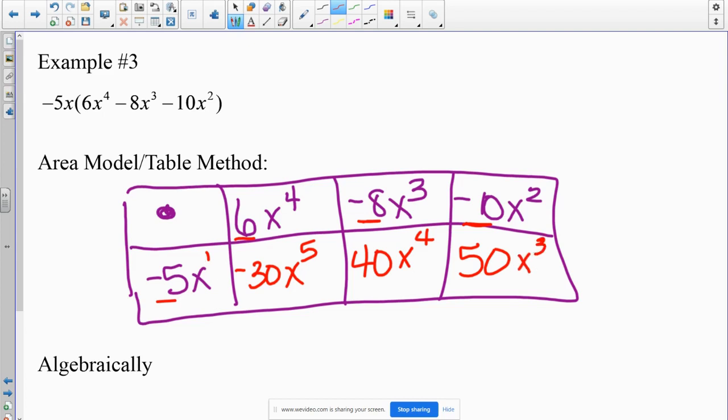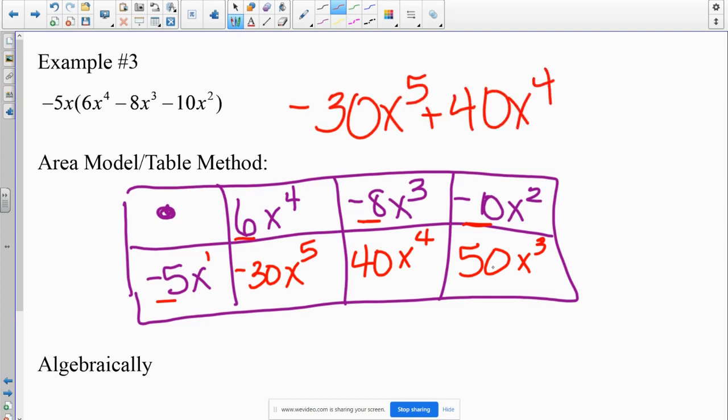So again, it looks just like distributing. It's more of a table model, and it's more of a visual, or for those of you that sometimes are messy in your writing, this gives you a very nice spot to put those final answers. So mathematically here, the final thing is to put them in order. They should be in exponent descending order. Just look at it quickly, 5, 4, and then 3. So we're going to write it negative 30x to the fifth. That's a positive 40x to the fourth, and then that's a positive 50x to the third power.